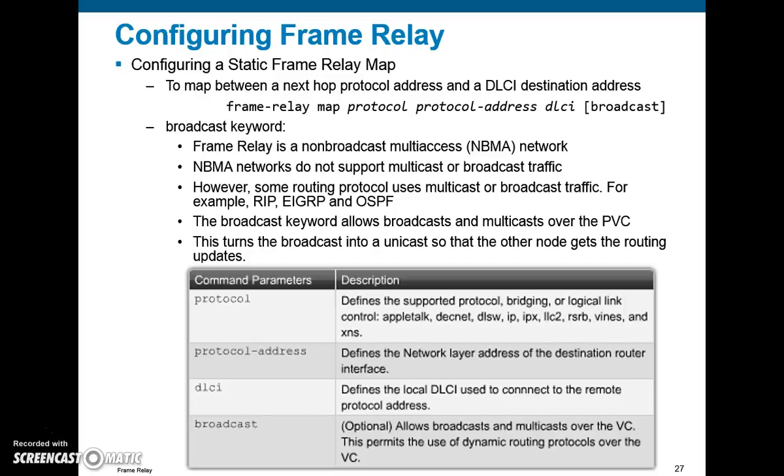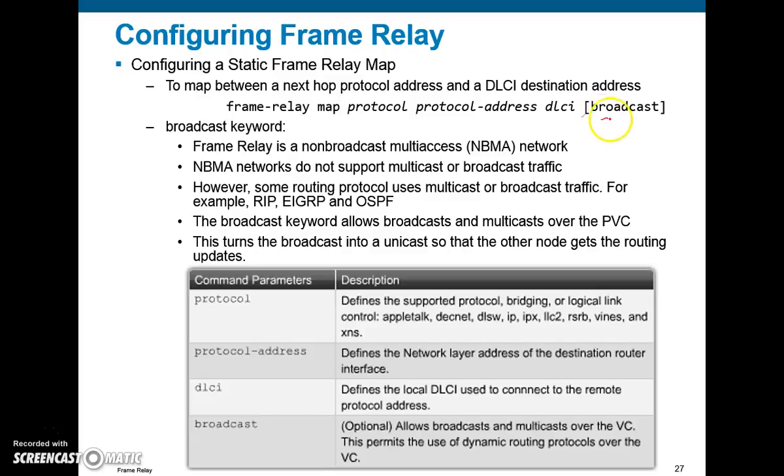Now let's talk about mapping. You can either choose static map or dynamic map. Let's talk about static map first. To map an IP address with a DLCI number, the command is frame-relay map, and then the protocol is IP, followed by the IP address and then the DLCI number.